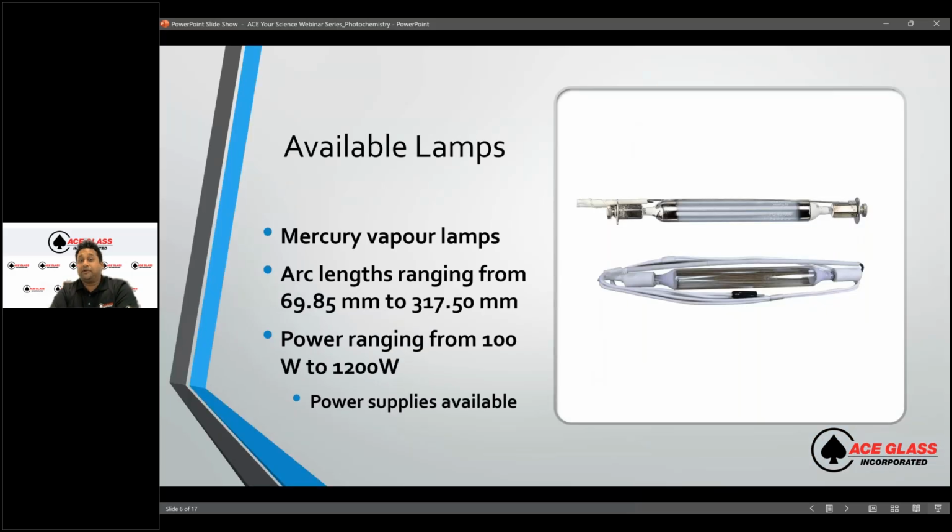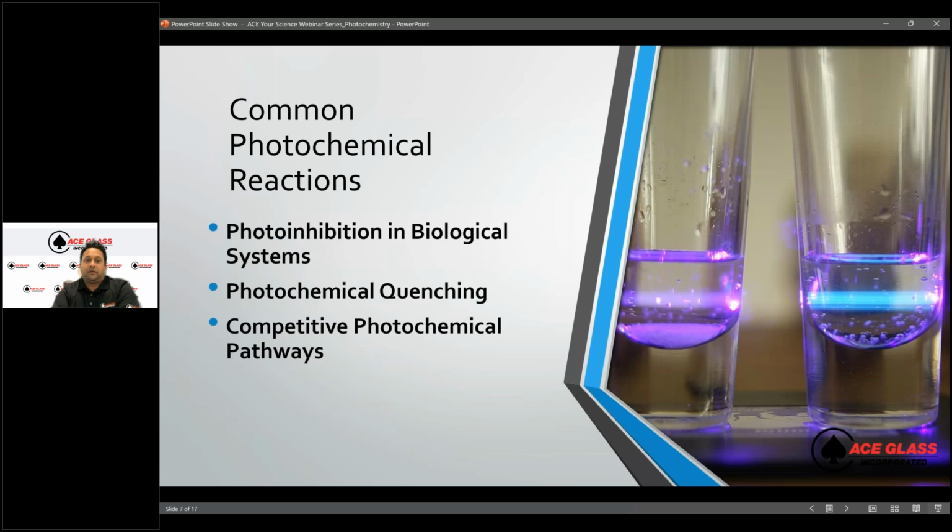Now, the energy sources are basically focused on a few varieties. We focused on mercury vapor lamps. So we have some arc lengths ranging from 69.85 millimeters to 317.5, and then you can go from 100 watts to 1200 watts. And of course, the power supplies for these systems are available as well.